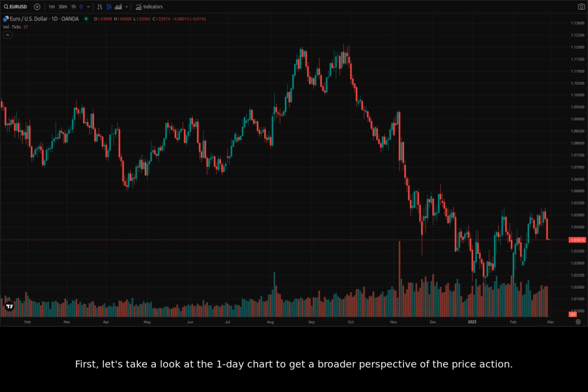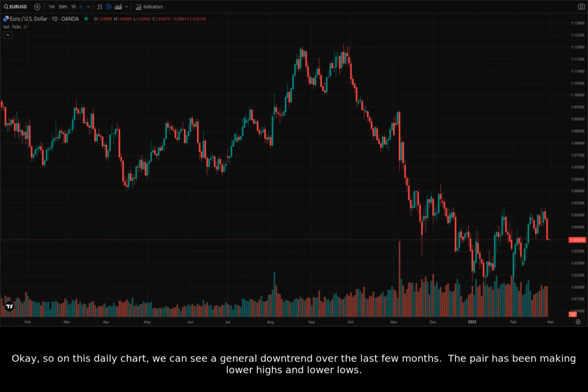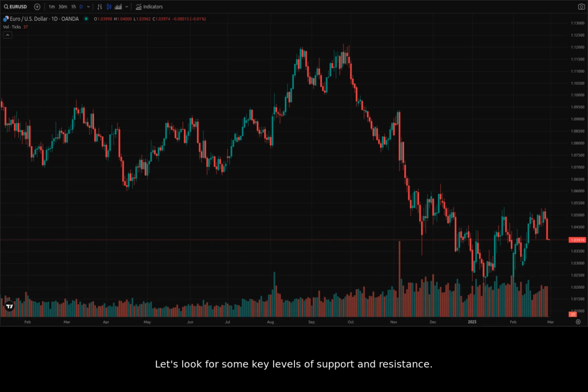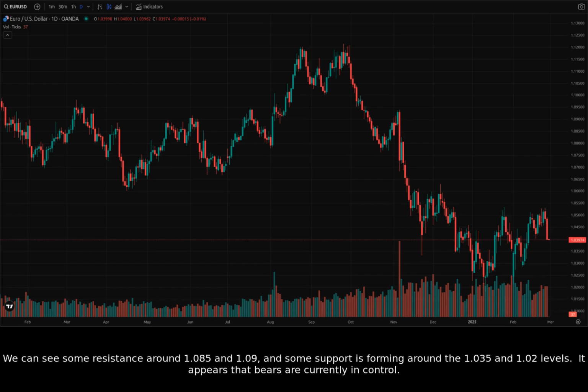First, let's take a look at the one-day chart to get a broader perspective of the price action. Okay, so on this daily chart, we can see a general downtrend over the last few months. The pair has been making lower highs and lower lows. Let's look for some key levels of support and resistance. We can see some resistance around 1.085 and 1.09, and some support is forming around the 1.035 and 1.02 levels. It appears that bears are currently in control.